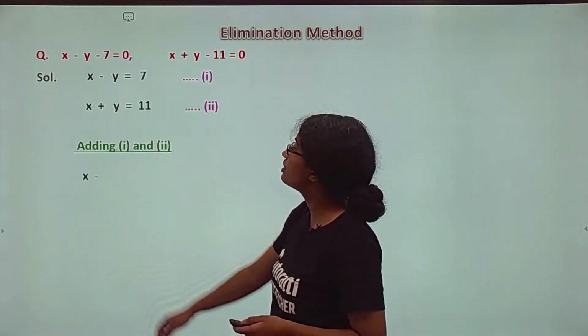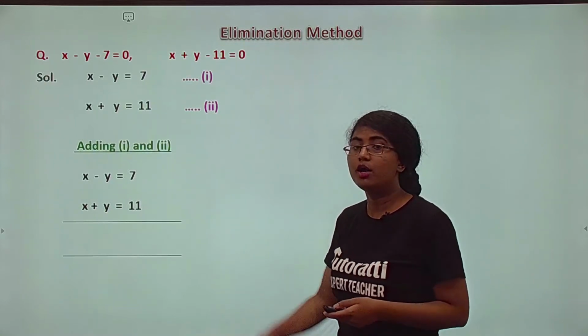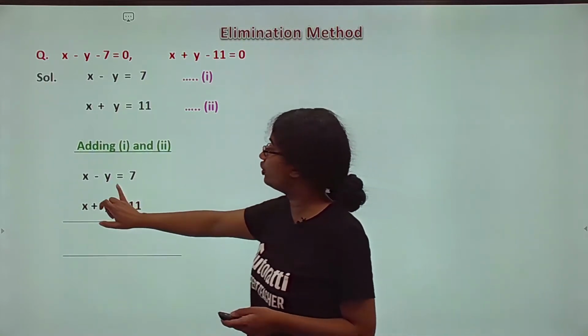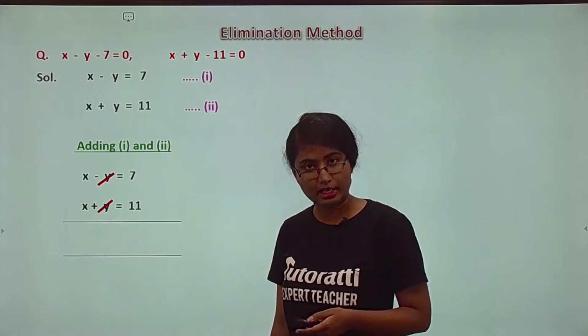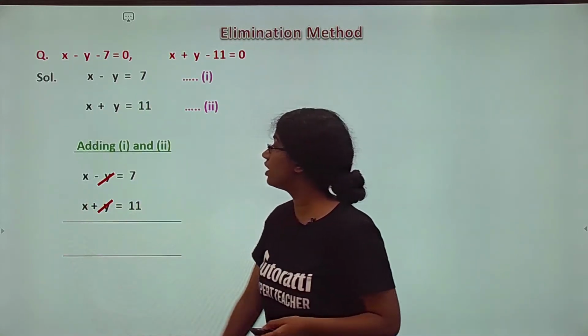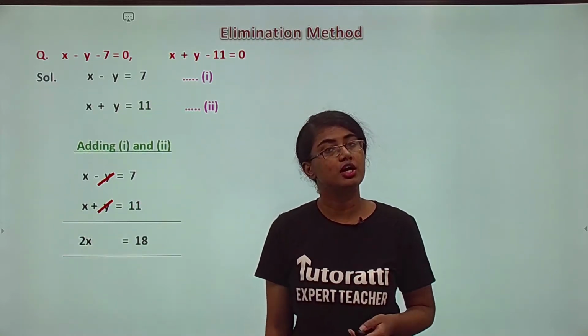So write the two equations down and we'll simply proceed with addition. Now, before adding, remember here, minus y plus y will get eliminated. X plus x will become twice x. And 7 plus 11 is 18.